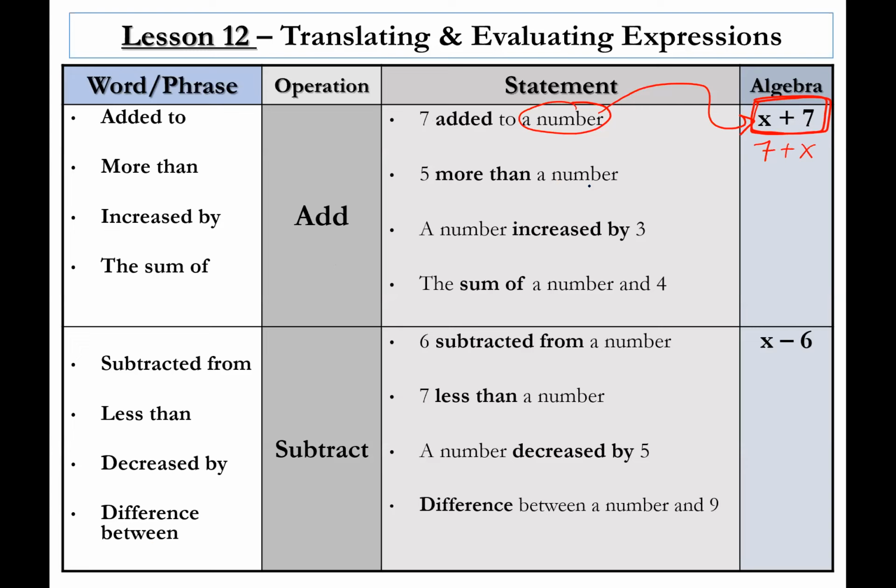5 more than a number. Think about starting with the number x. And then 5 more than that means you're adding 5. So I'm starting with x and then I'm adding 5. So this would be x plus 5.